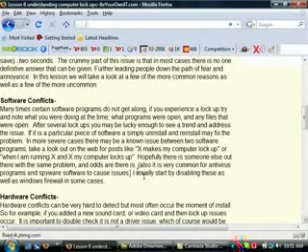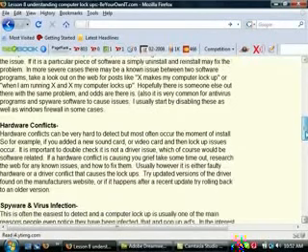Most oftentimes software problems can be repaired just by uninstalling or reinstalling the software. That's usually exactly where I start. Just remove it and reinstall it.